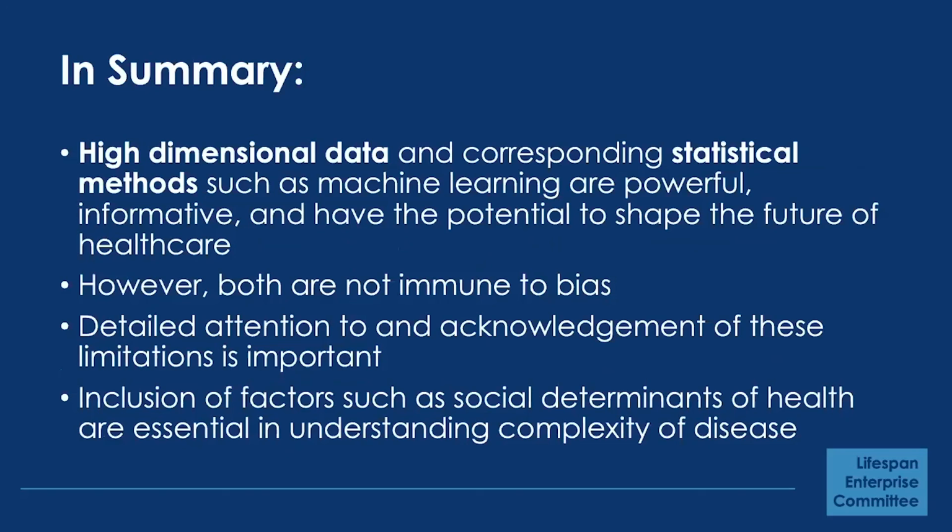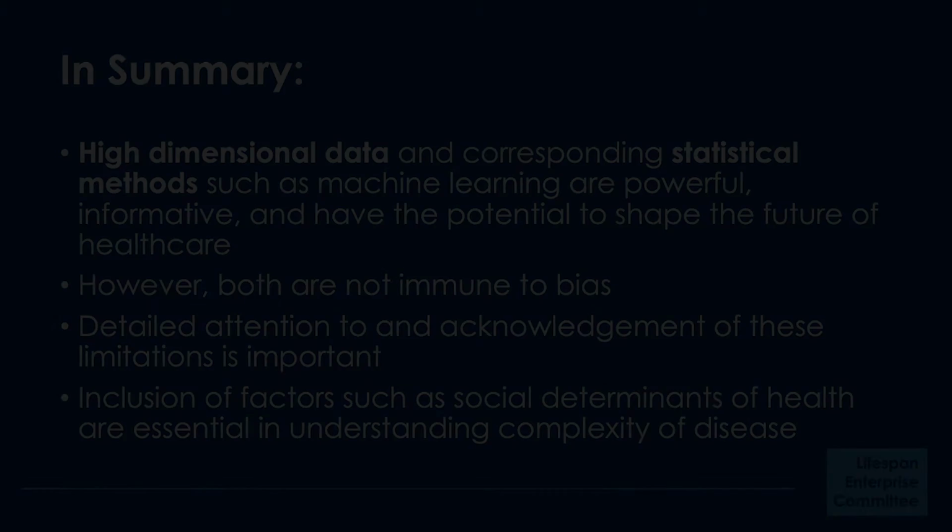To summarize, today we discussed high-dimensional data and corresponding statistical methods and how they're not immune to bias, and that detailed attention to an acknowledgement of these limitations is really important. And lastly, again, inclusion of factors such as social determinants of health are really essential in understanding complexity of disease.